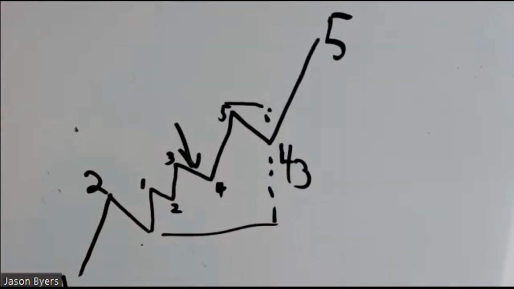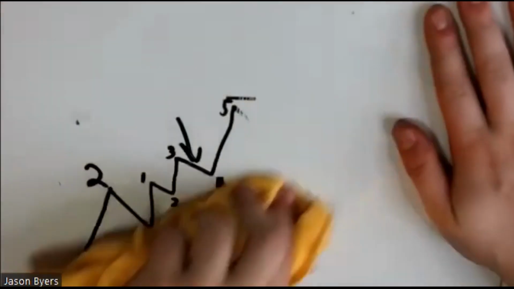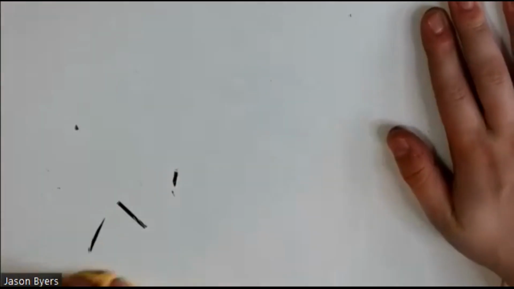So that's the Elliott wave theory, rules of extension. Does anyone have any questions before I move on or head out for the day?